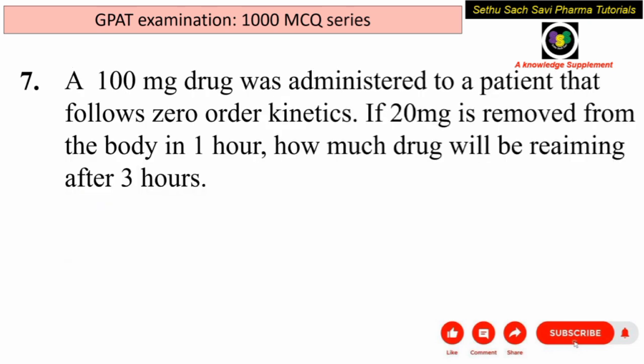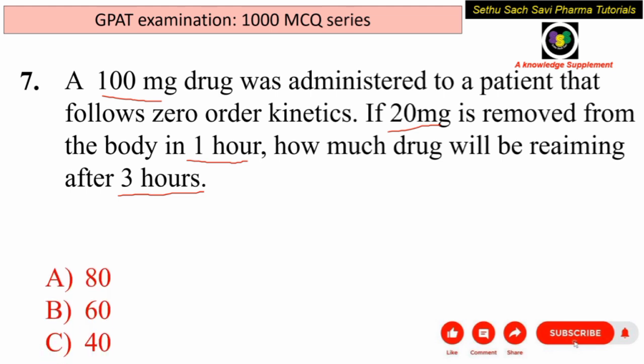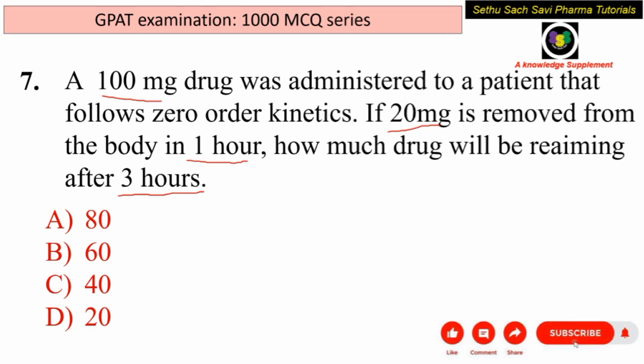A 100 mg drug was administered to a patient that follows zero order kinetics. If 20 mg is removed from the body in 1 hour, how much drug will be remaining after 3 hours? Okay, the initial dose is 100 mg. If 20 mg is removed in 1 hour, how much drug will be remaining in 3 hours? Let's see the options. Is it 80, 60, 40 or 20 mg?